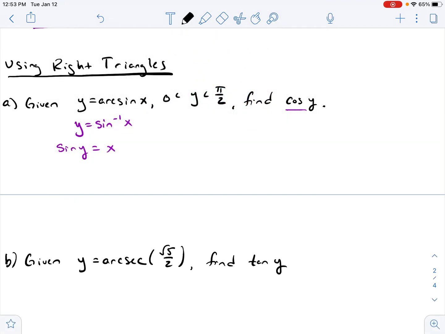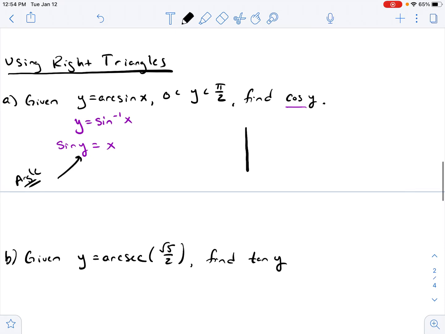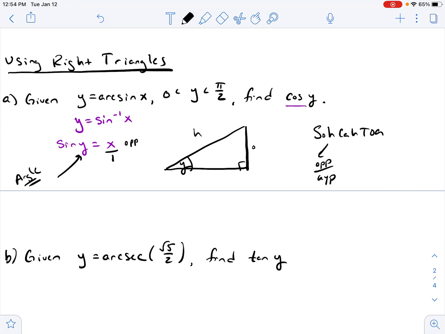Well, let's take a look. Inside the trig function is the angle. So y represents an angle here. Let's draw a right triangle and call this angle y. Now we know the sine of y equals x. Well, think back to SOHCAHTOA. Sine is opposite over hypotenuse. So if the sine of angle y is x, they're giving us opposite over hypotenuse: x over 1, x is opposite, 1 is hypotenuse. So I can label this side x, and I can label this with a 1.